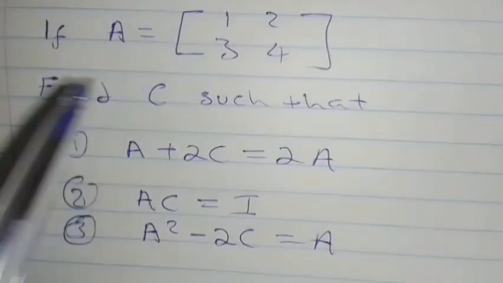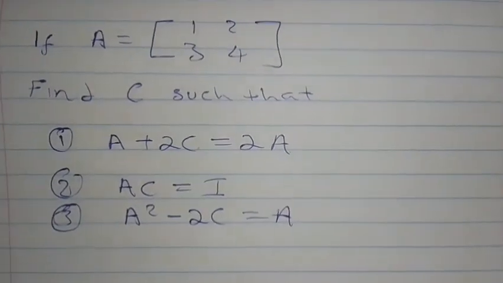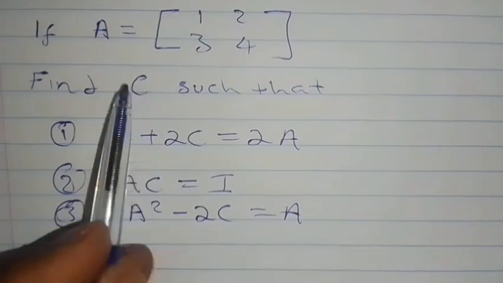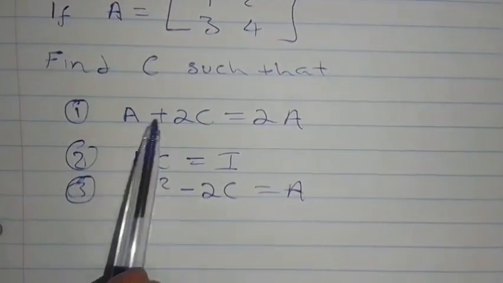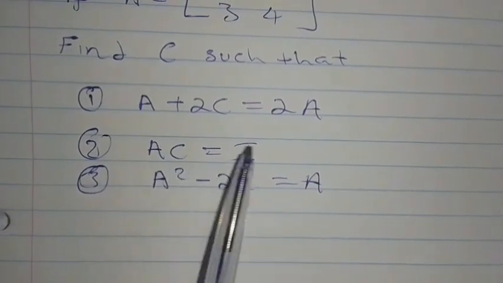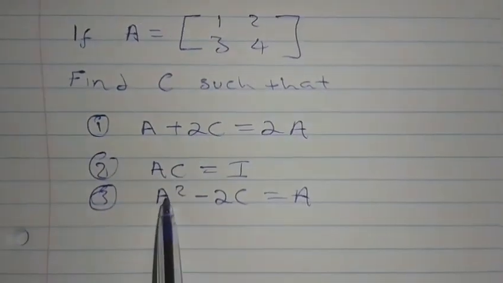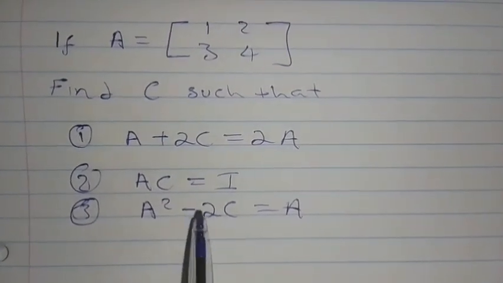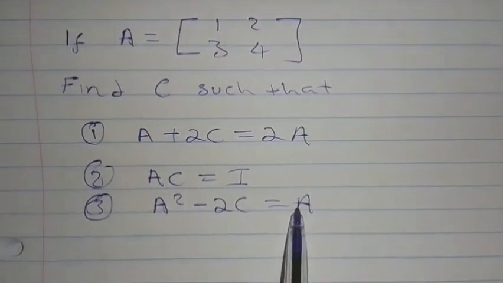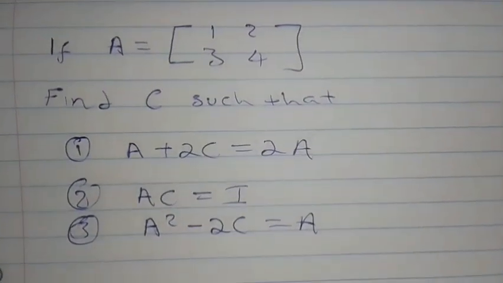Okay, so now let's look at an example of that. Let's say we have matrix A given by this, and then we want to find matrix C such that either A plus 2C equals 2A for the first one, and then the product of A and C is the identity, and then the square of matrix A minus 2 times the matrix C will give us A. And then we want to see how we can solve such problems.